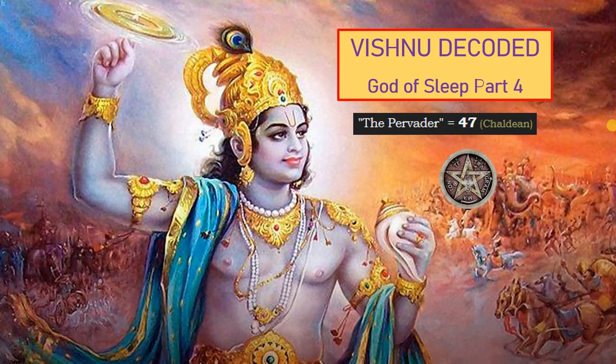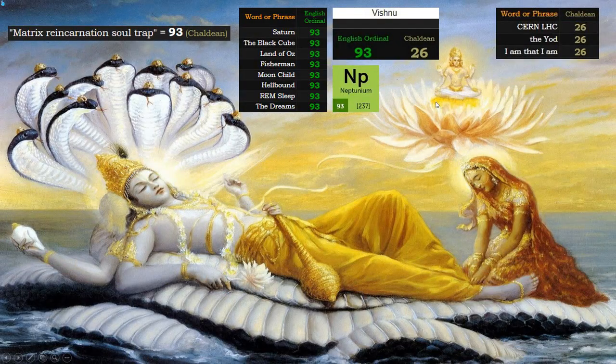Okay, so let's go to the decoding aspect. To start with, the pervader is 47 in Chaldean, and this is the number of the Tetragrammaton. Vishnu is 93 in English ordinal, matching element Neptunium. We have the following words with 93 in English ordinal: Saturn, the black cube, land of Oz, fisherman, moonchild, hellbound, REM sleep, and the dreams.